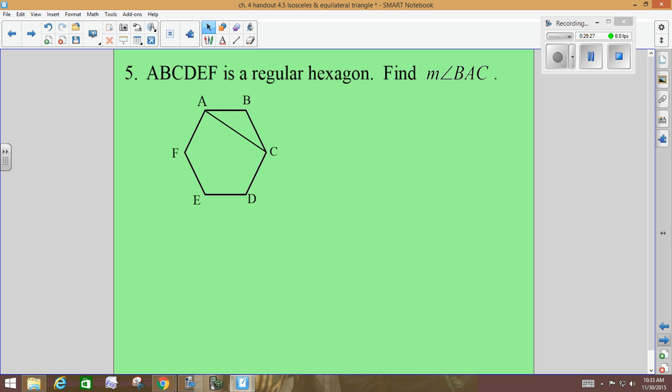ABCDEF is a regular hexagon. Find the measure of angle BAC. Okay, regular hexagon goes back to last chapter. Hexagon, we know that's 6 sides. What does it mean if a polygon is regular? What are all the same? Good, so mark that on your picture. That all 6 sides of the hexagon are congruent and all 6 angles of the hexagon are congruent. That's what the regular part means. Find the measure of angle BAC. That's this little sliver there that I have in blue.